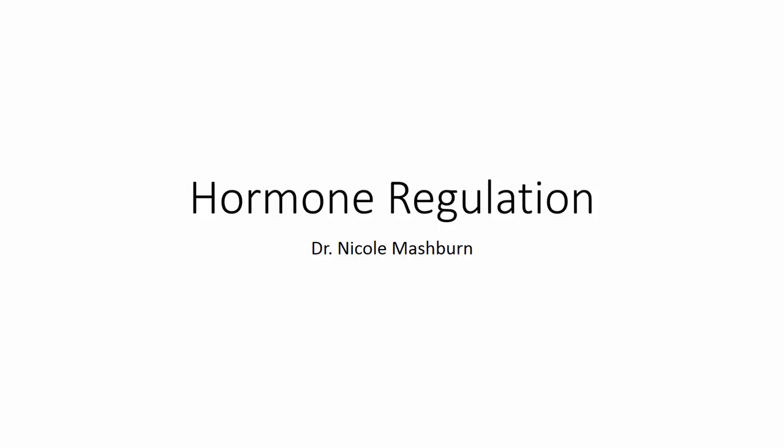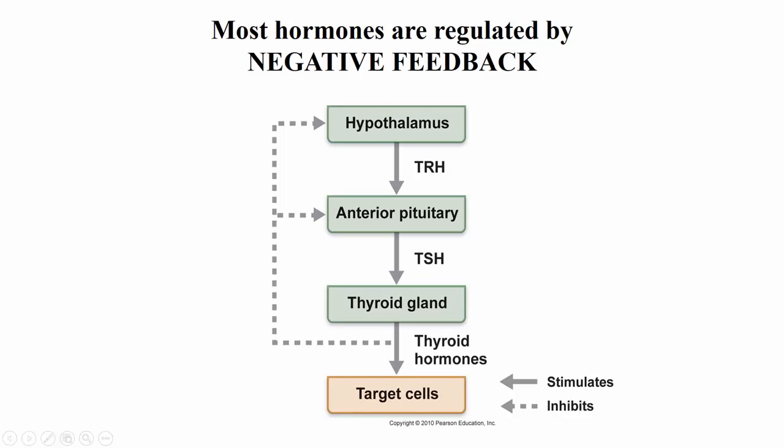Hey again. All right, so let's continue talking about the endocrine system. And so now we've talked about the different types of hormones in that they're either amino acid based or steroid based, right? So now we want to talk about how they're regulated. And here we go. All right, so hormone regulation.